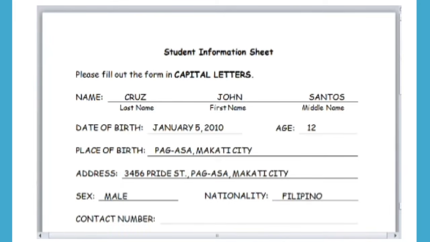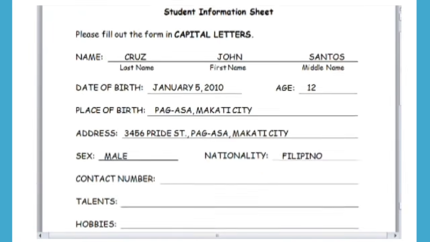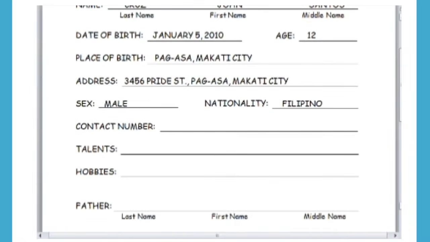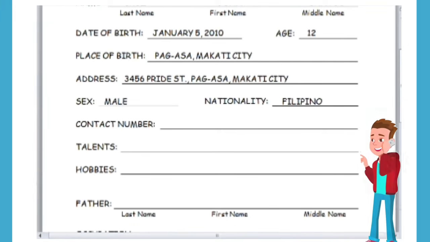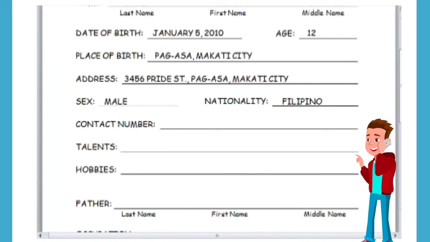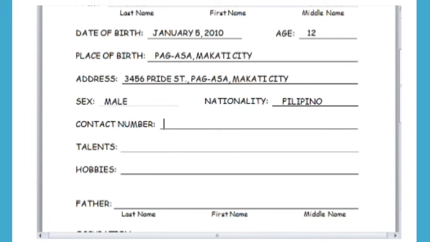Okay, next, contact number. If you have a personal number, you can put it here. It is important so that you can be reached easily in case there is something that you need to know if you are not around in school or somewhere else. For example, let us just put this number 0977890123.